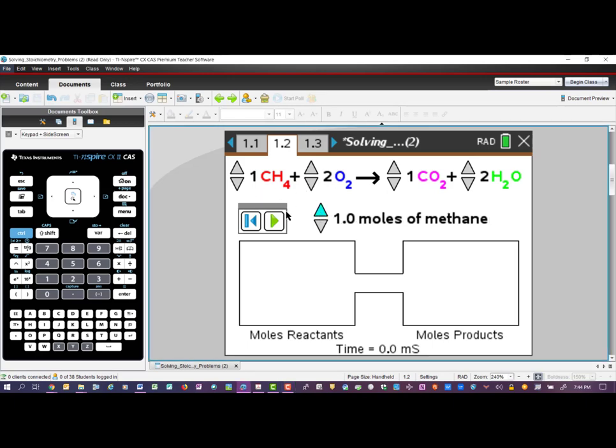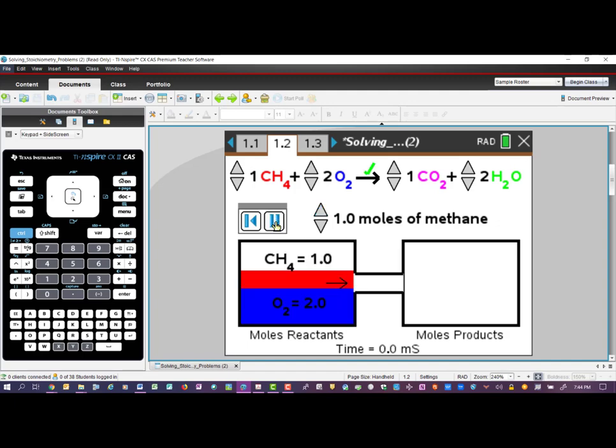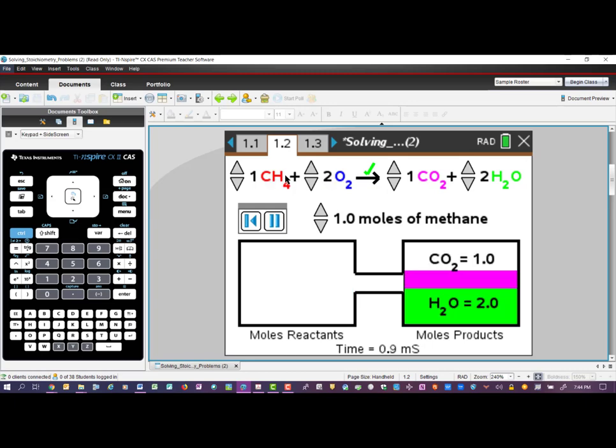So if I start out with 1 mole of methane, well, that's what I have right there. This little simulation is going to say, if I've got moles of reactants to moles of products here, what am I going to need? So if I click play, I'm starting out with 1 mole of methane with 2 moles of oxygen. If I react 1 mole, I'm going to need 2 moles of the oxygen to yield 1 mole of carbon dioxide and 2 moles of water.